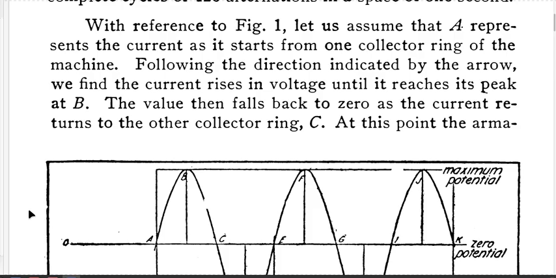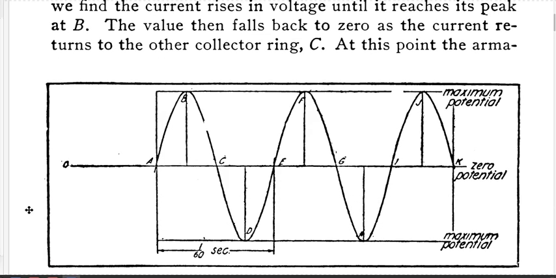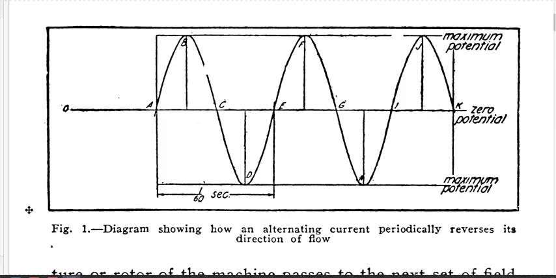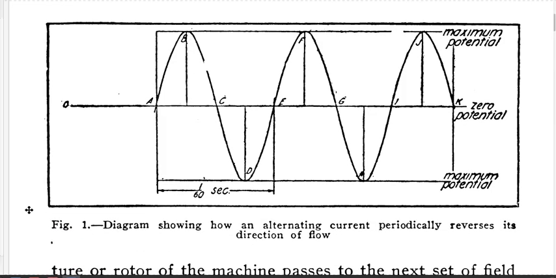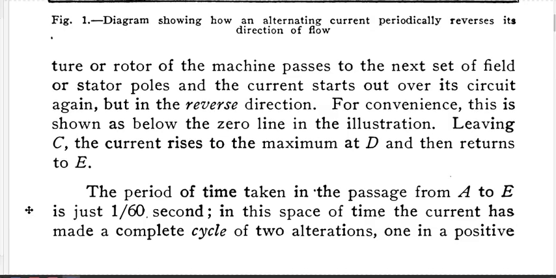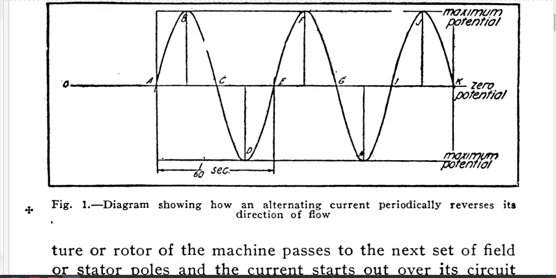With reference to Figure 1, let us assume that A represents the current as it starts from one collector ring of the machine. Following the direction indicated by the arrow, we find the current rises in voltage until it reaches its peak at B. The value then falls back to 0 as the current returns to the other collector ring, C. At this point, the armature or rotor of the machine passes to the next set of field or stator poles and the current starts out over its circuit again, but in the reverse direction. For convenience, this is shown as below the 0 line in the illustration.